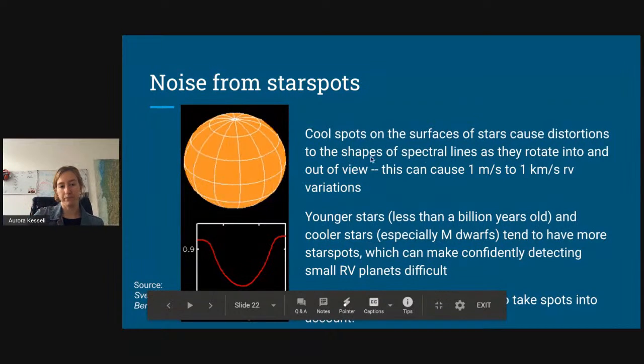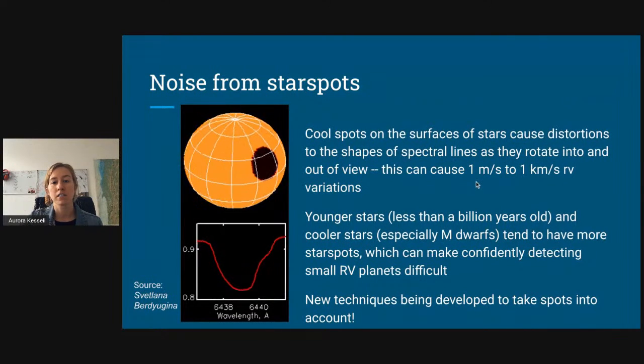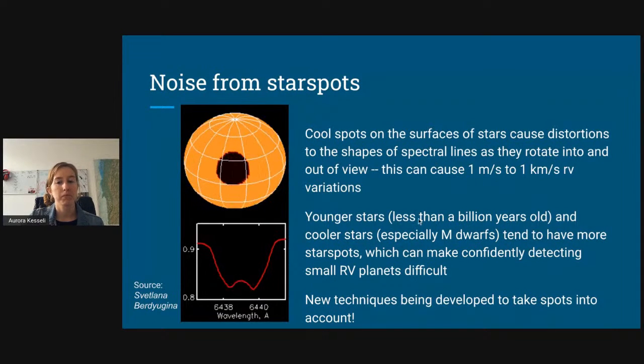And so you get these changes in radial velocity on the same orbital time period, looking like a periodic pattern at the rotation period of the star. For some stars, this can cause radial velocity changes of 1 kilometer per second, which is huge and a huge problem. For most stars, it's more like 1 meter per second.